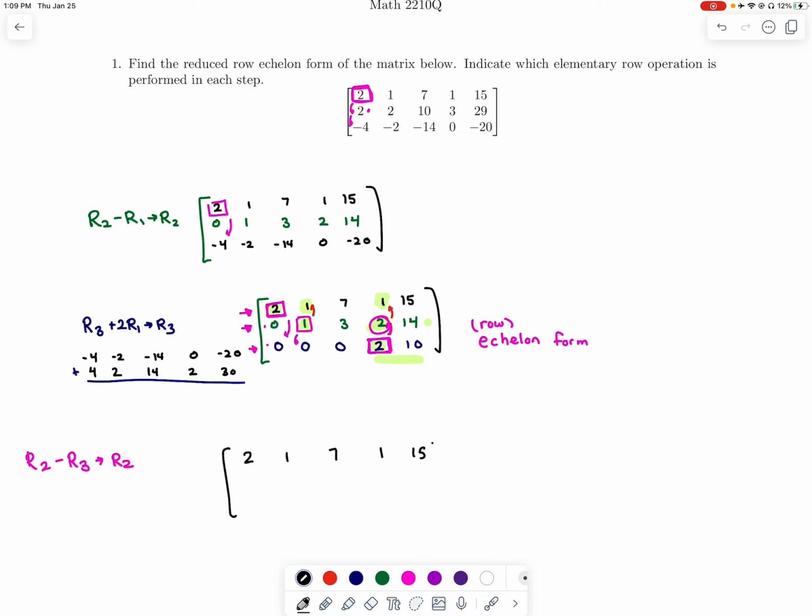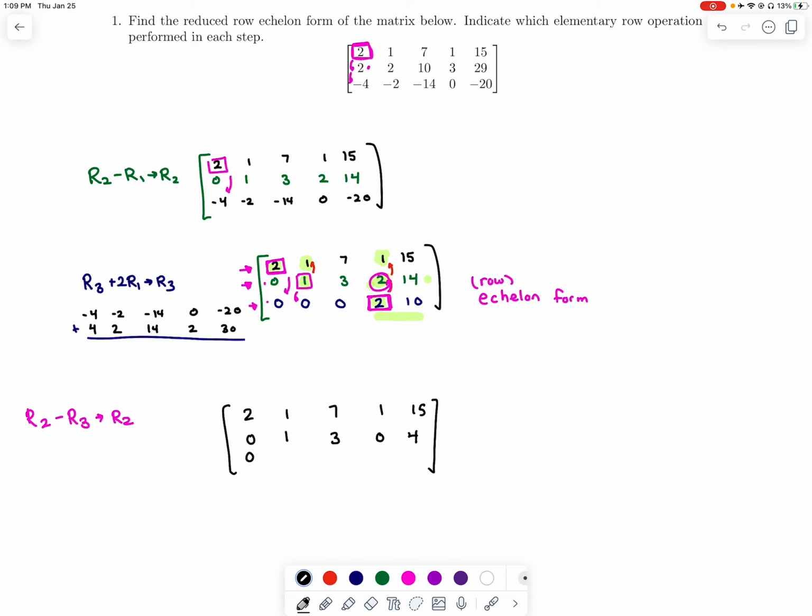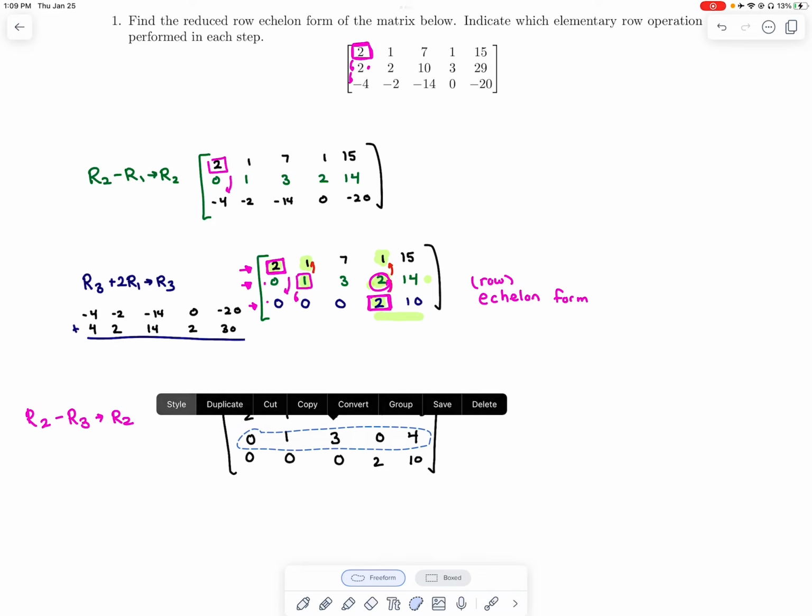Nothing's changing. I'm going to take row 2 and look at that row. I'm going to subtract off row 3, and put that into row 2 here. So I get 0 minus 0, 0, 1 minus 0, 1, 3 minus 0, 3, 2 minus 2, 0, 14 minus 10, 4. And then I still have that 0, 0, 2, one extra 0 there, 2, 10. Go ahead and just make this pink to highlight that this is the one that we just changed in this step.